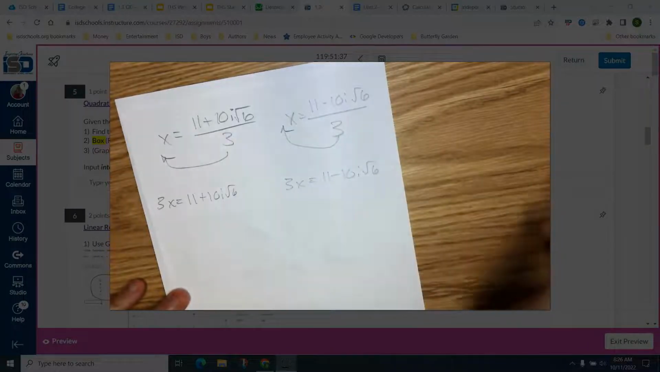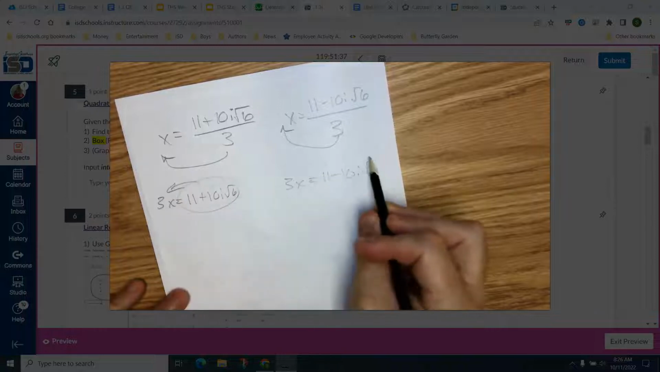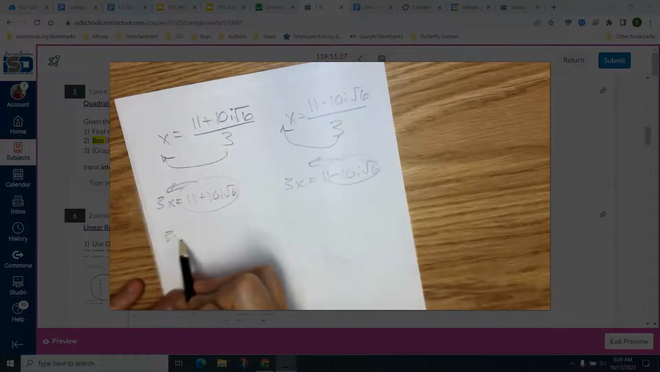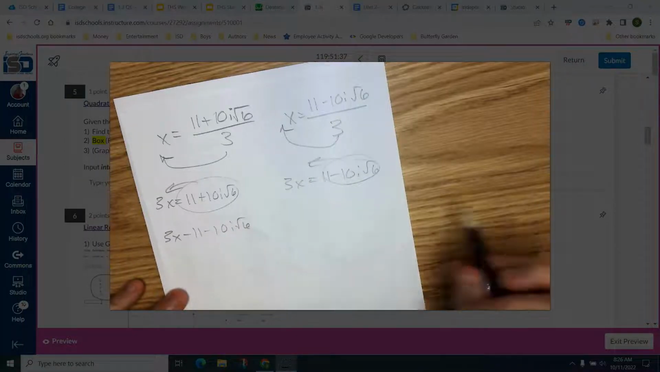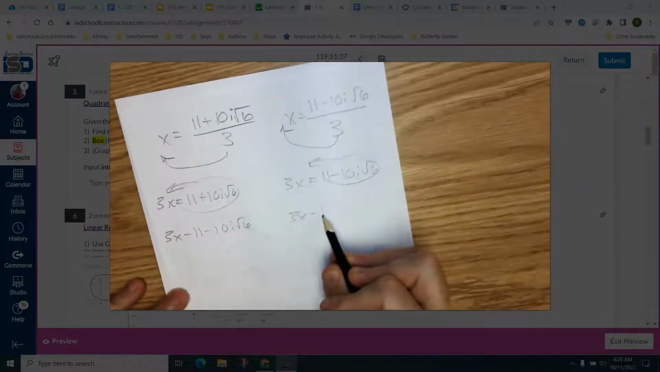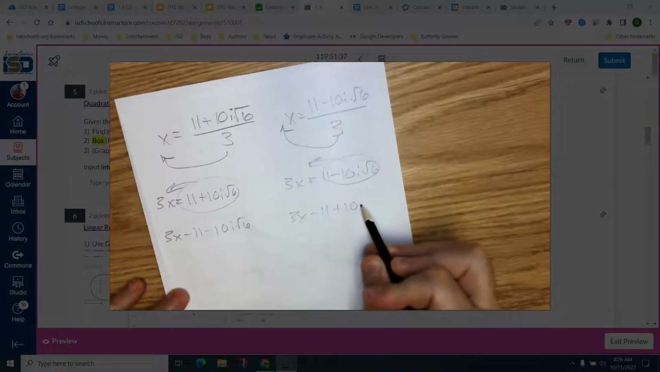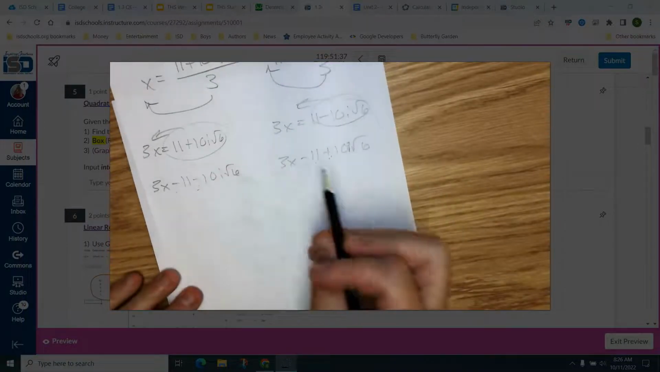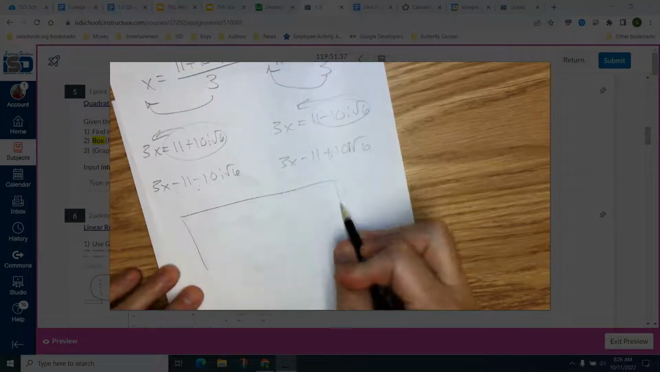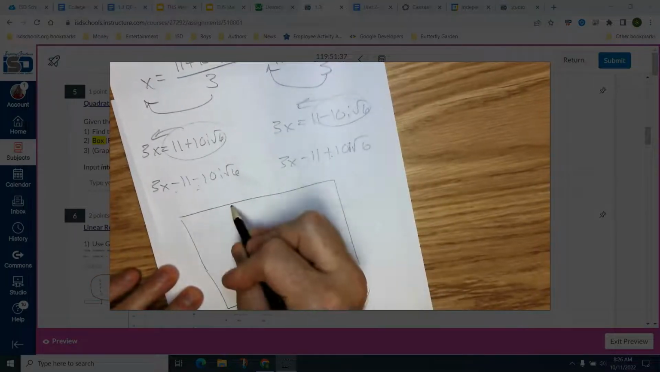It's the complex conjugate. Now I'm going to move these over. And I have 3x minus 11 minus 10i radical 6. And I'm going to have 3x minus 11 plus 10i radical 6. All right. Again, the imaginaries need to be opposite because they're complex conjugates, and the reals have to be the same. All right. And then 3x. All right. So make this a little bit bigger because I'm going to have more room to.